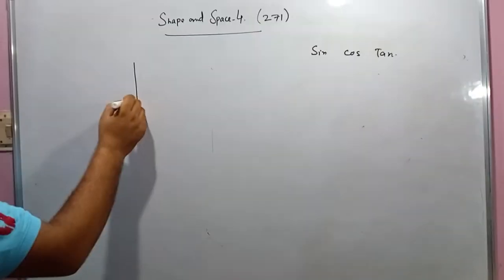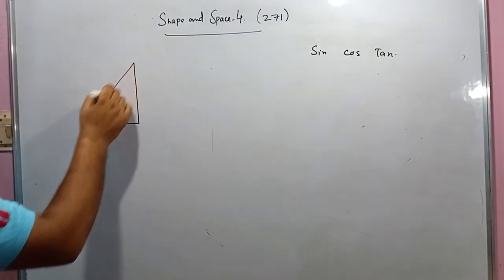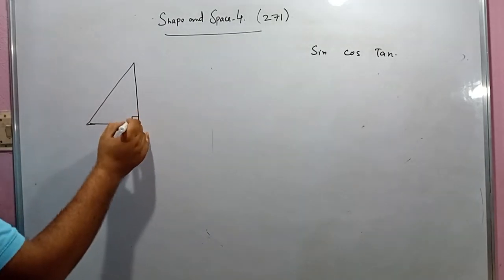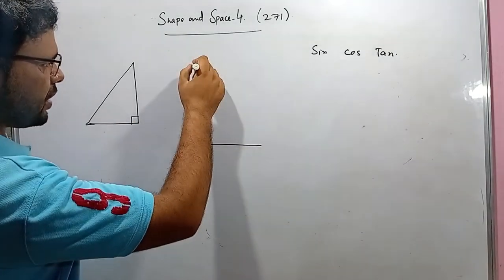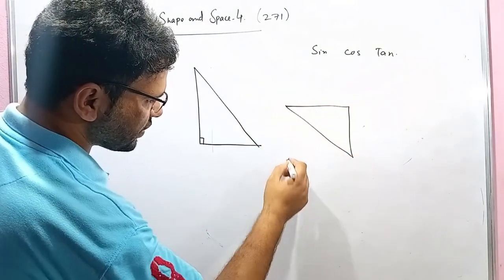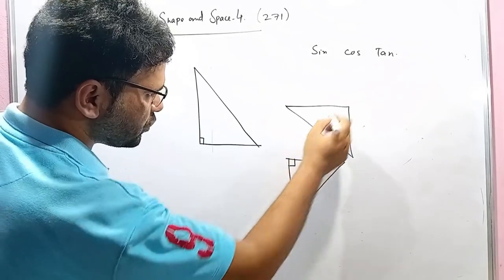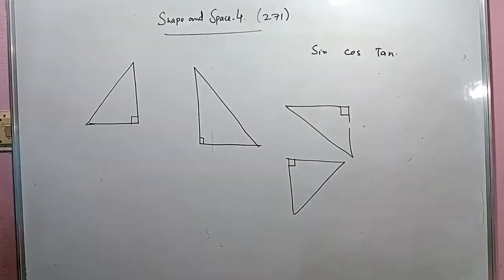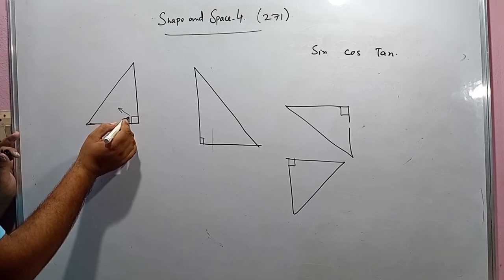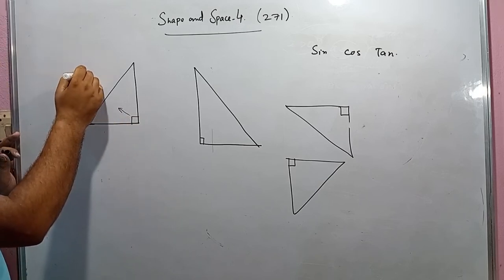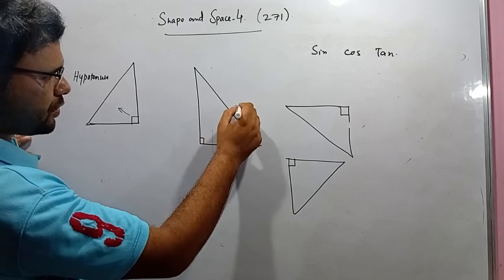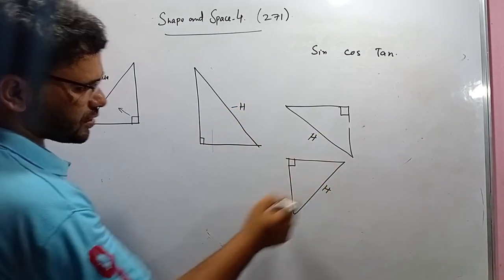I hope everybody has the idea of a right angle triangle. It's a triangle in which one angle is 90 degrees. That's this angle. Sometimes it will be like this, sometimes like this, and sometimes like this. One angle should be 90 degrees. That's called the right angle triangle. In this right angle triangle, the side opposite to this angle is always called the hypotenuse.